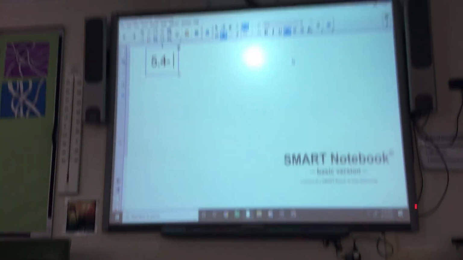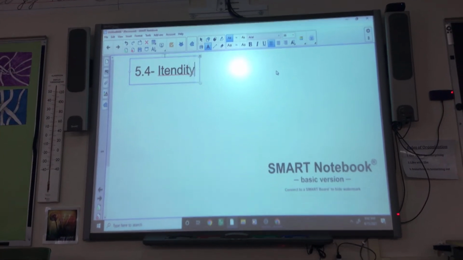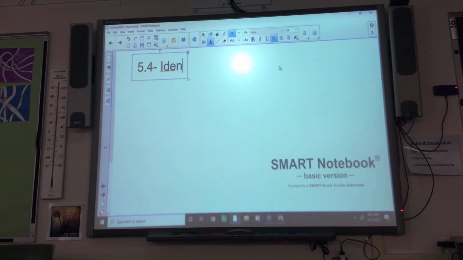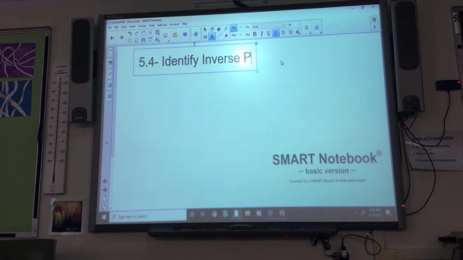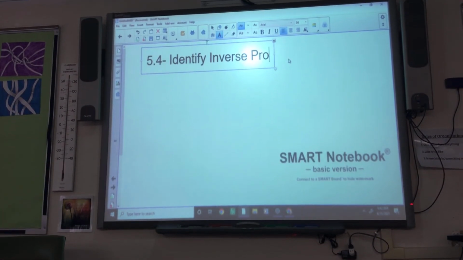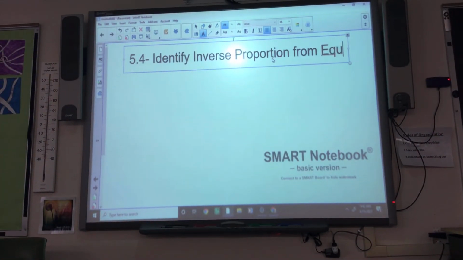We're doing day 2, so page 278. Identify inverse proportion from equation.